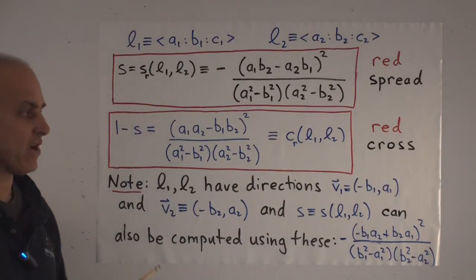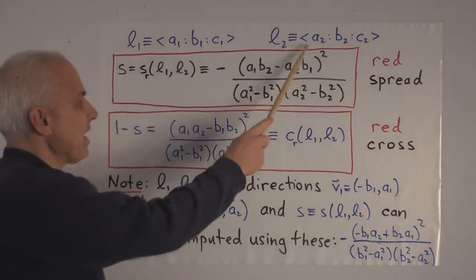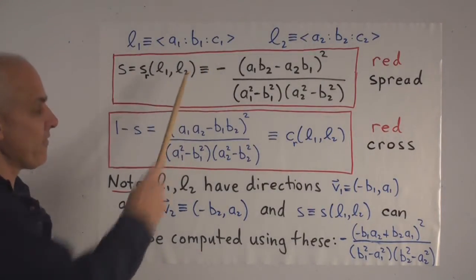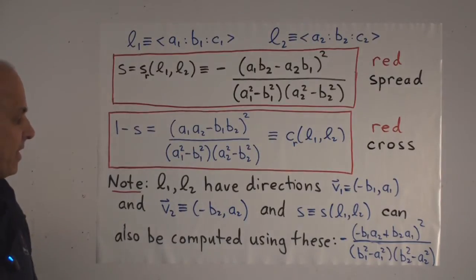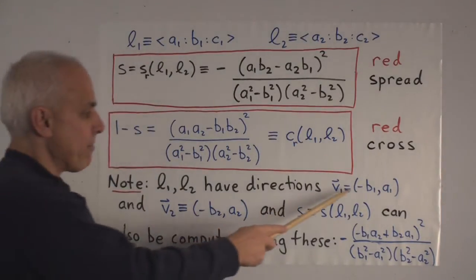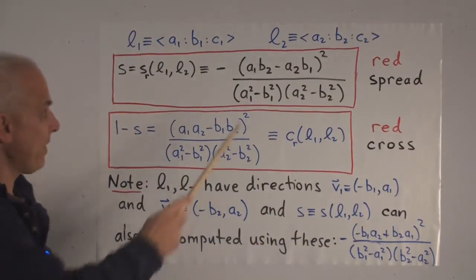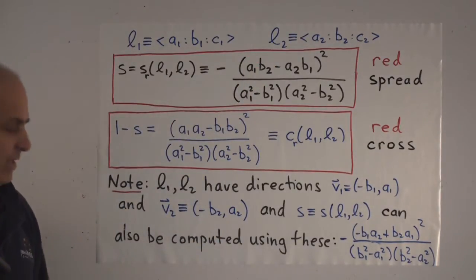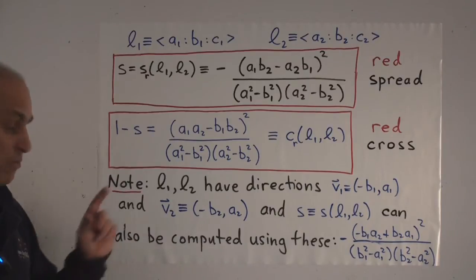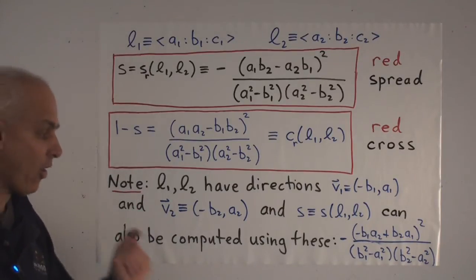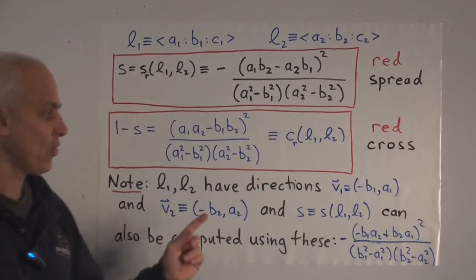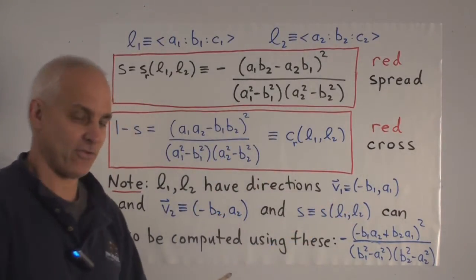Here's another important observation. These two lines have certain directions, and the directions can be deduced from the form of the equations. This equation here, L1, has direction minus b1, a1, and this one, L2, has direction minus b2, a2. And the observation I want to make is that the spread between these two lines can also be computed by using this formula applied to the two direction vectors.